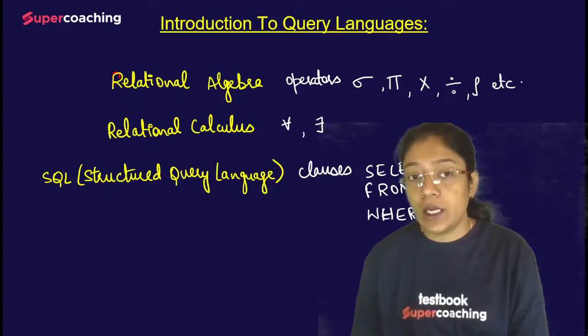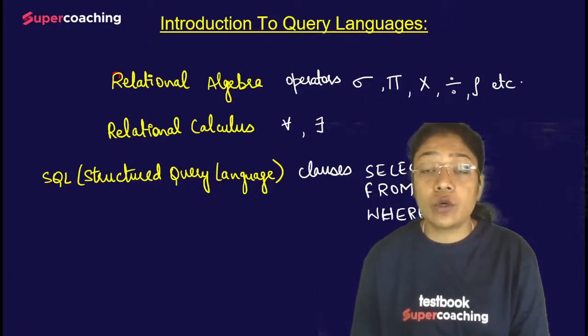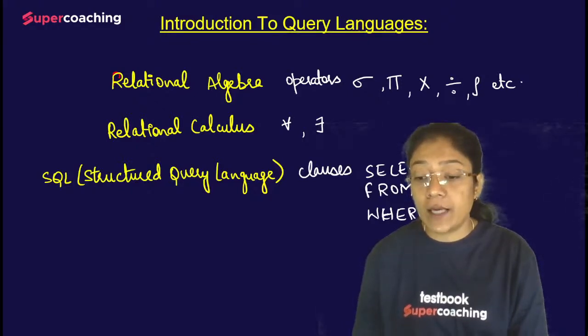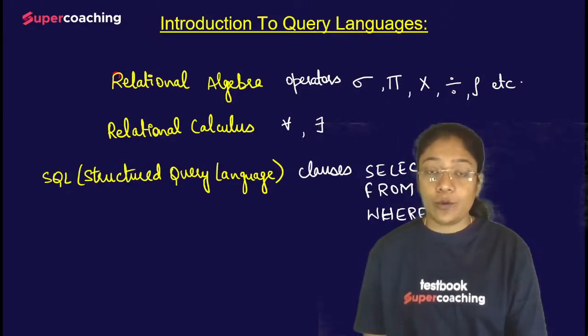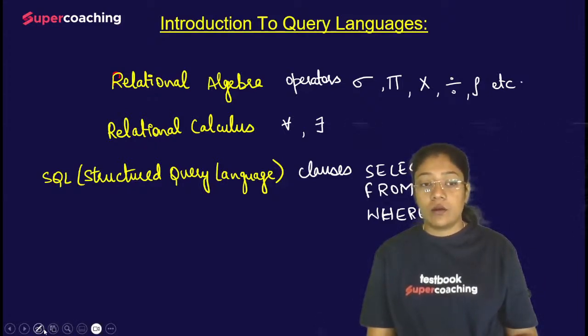Let me give you a hint. The major difference comes on the basis of elimination of duplicates or duplicate values. Under which query languages are the duplicates automatically deleted and under which are they not deleted? Come on, hurry up.